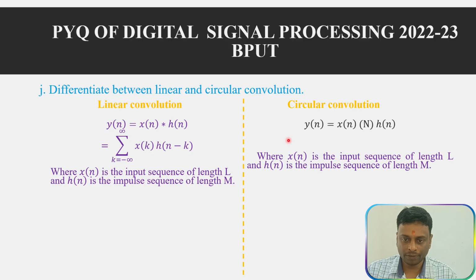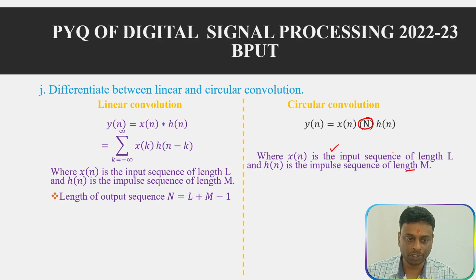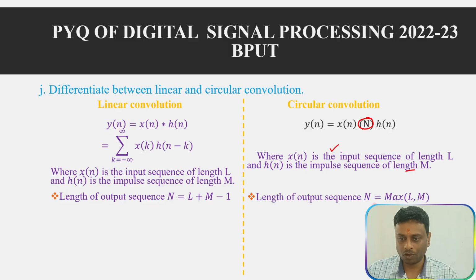Here, in the circular convolution, you can write there is a circle between x of n and h of n. Here also x of n has length L and h of n has length M. Now see the length of the output sequence. In linear convolution, the length N equals L plus M minus 1. But in circular convolution, the length of the output sequence is the maximum of L and M.